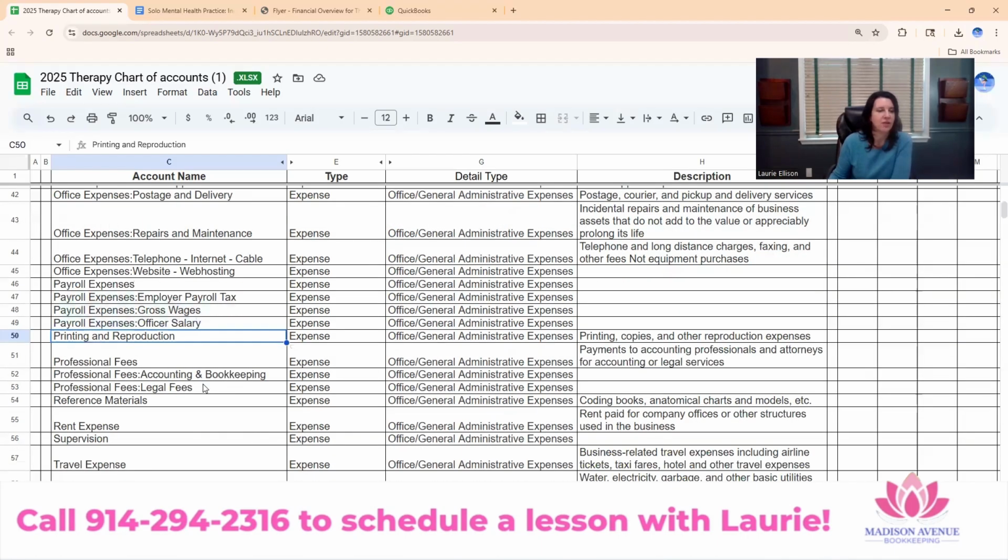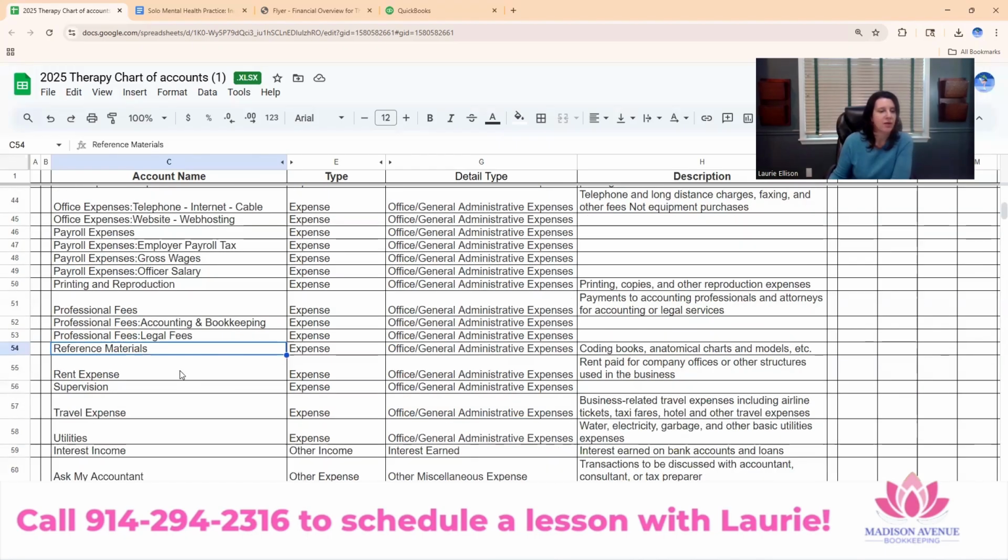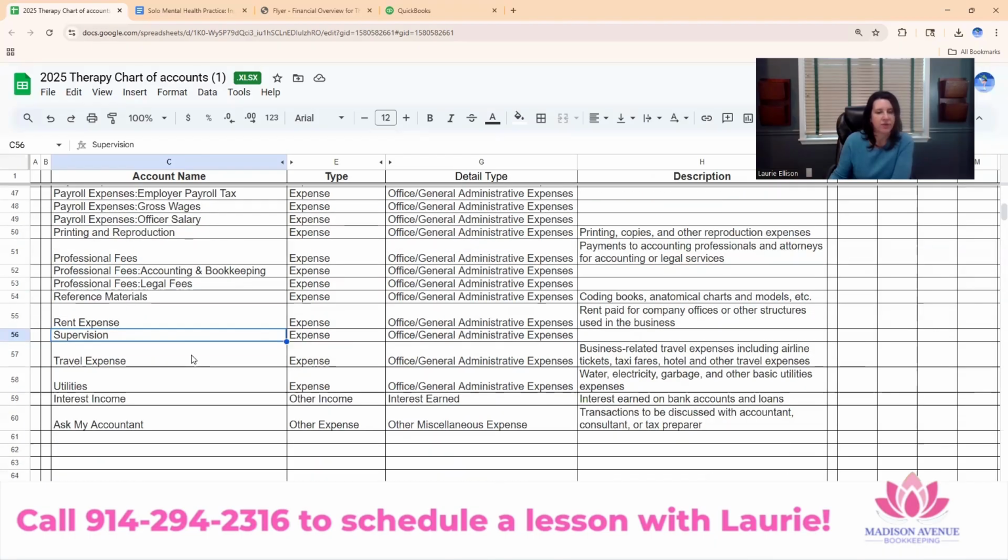Printing, I think that's self-explanatory. And see, even here under professional fees, we now have accounting and bookkeeping and legal. And you have reference, rent. Now, I keep supervision normally up in cost of goods, but just ignore that. And travel. And again, you can then make sub-accounts of travel to be taxi, train, sometimes we call it local travel, that sort of thing. You can do where we have here, where you have the sub-accounts.